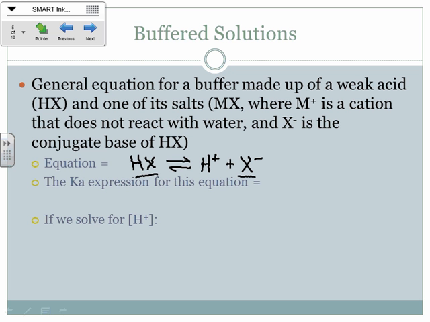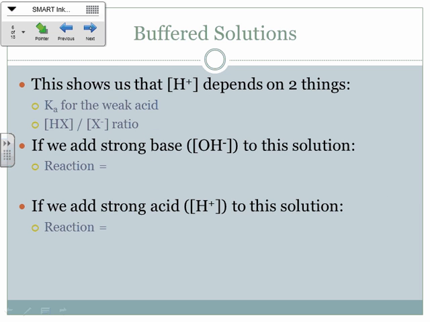And the Ka expression for this equation is Ka is equal to H plus times X minus. You know what? I'm just realizing this is a derivation of Henderson-Hasselbalch, which you don't really need to know. I'll just rush through this very quickly. I don't think I have time for this because this is not something you need to know for the AP exam. So if you get out your equation sheets, you will see the Henderson-Hasselbalch equation.